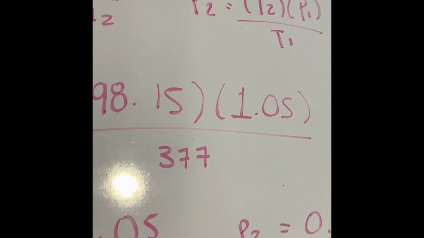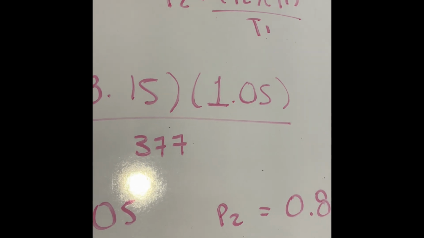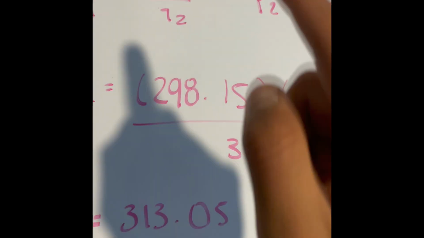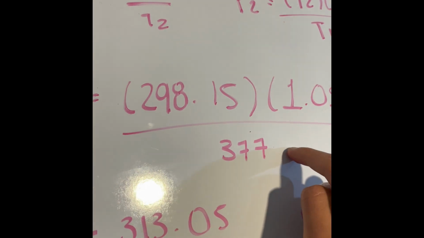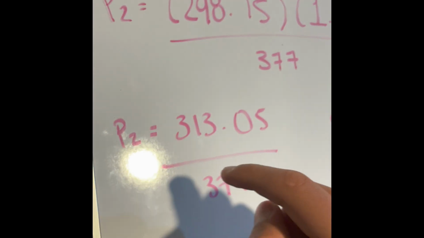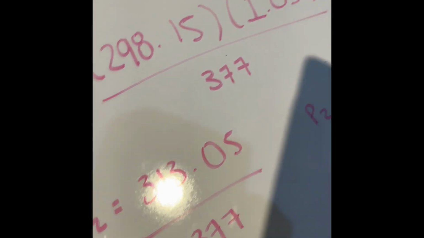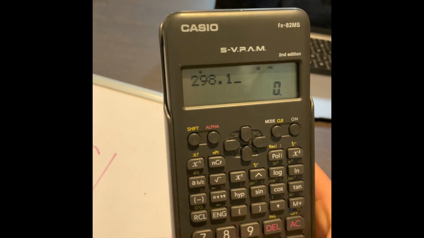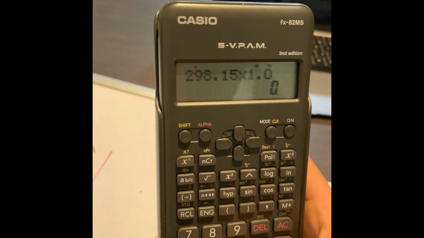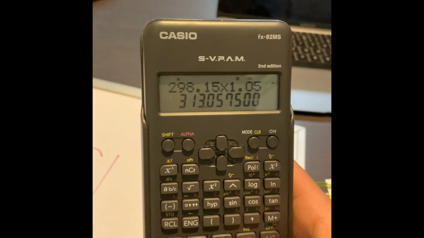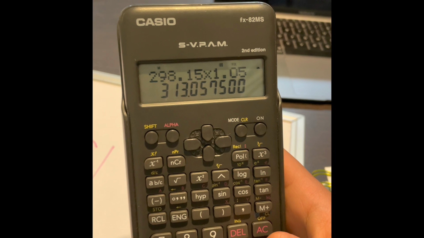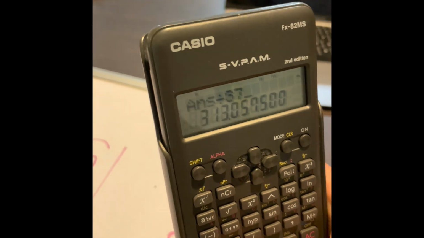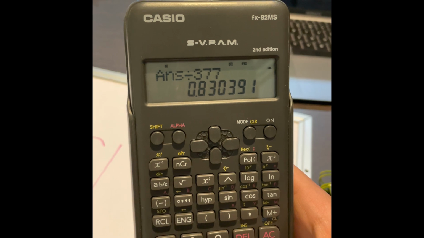298.15 times 1.05, and the 377 Kelvins that we have there, we need to put under 377, and then we need to do a really simple math solution, that is 298.15 times 1.05 equals 313.057, and then we just need to divide it by 377, that equals 0.83.